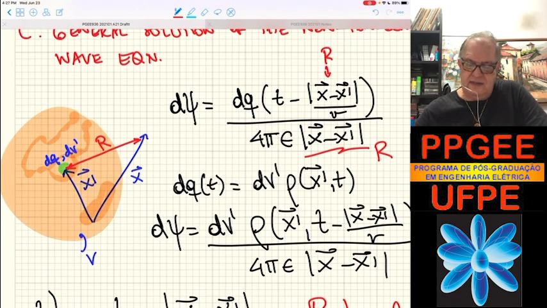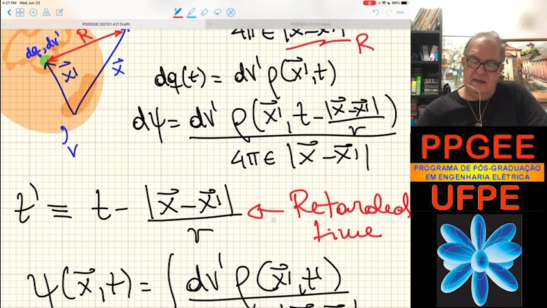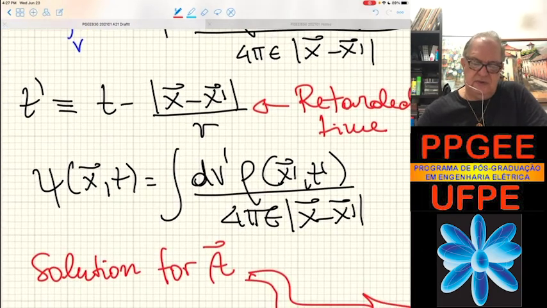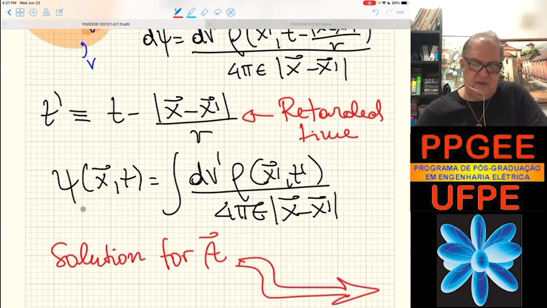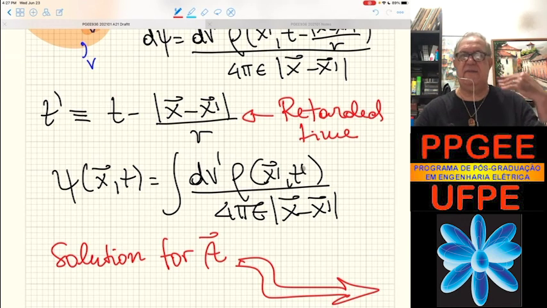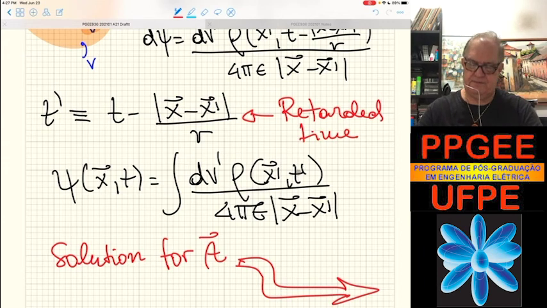Then the potential can be written in terms of a charge density. We define this retarded time. Then you have a simple solution of the wave equation, which is the same solution that we obtained for Poisson's equation. Now, take into account the time delay between cause and effect. So at time t, you have to calculate a retarded time t prime, right? With t prime given by this relationship. The solution for A is the same.